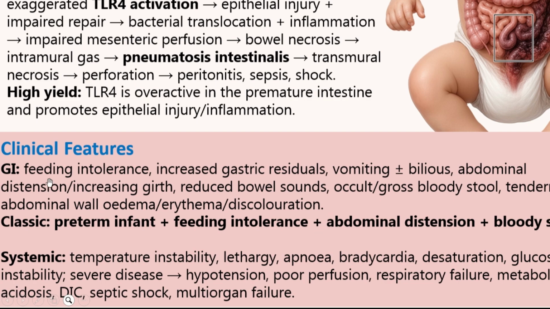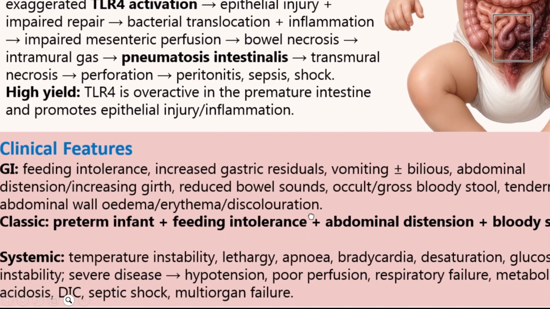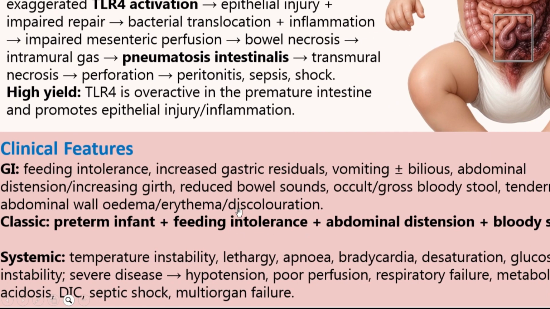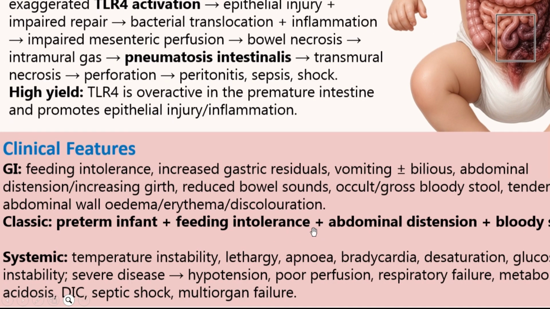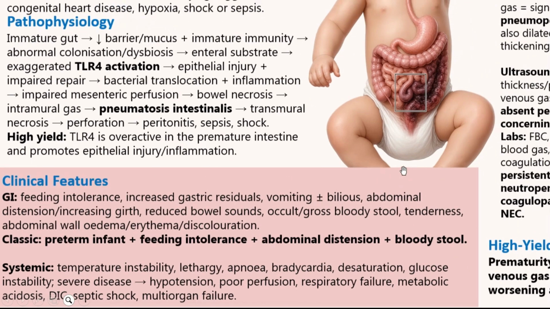So the classic features, you have a preterm infant with feeding intolerance, abdominal distension, as well as bloody stool. So systemically, they're going to have other features like temperature instability. They're going to develop lethargy, apnea, bradycardia, desaturation. That's the SpO2 is going to go down, or the oxygen levels in blood. The glucose is going to be unstable because they're not having proper digestion. And in severe disease, they develop hypotension, poor perfusion, respiratory failure, metabolic acidosis, disseminated intravascular coagulopathy, that's DIC, septic shock, as well as multi-organ failure.